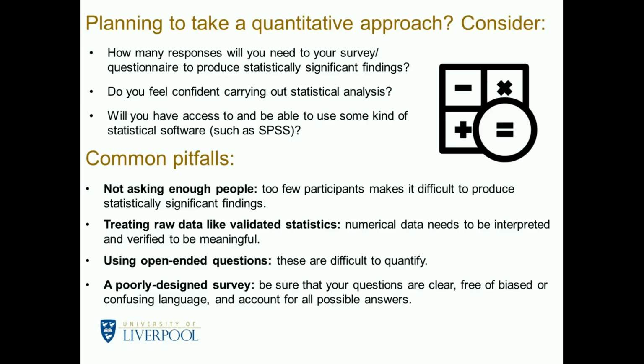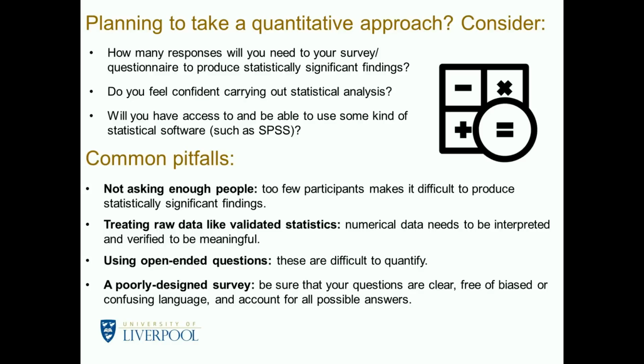But like with the other approach that I was talking about in qualitative, what are the common pitfalls of a quantitative approach? Well, these could include not asking enough people. Too few participants makes it difficult to produce statistically significant findings. Treating raw data like validated statistics, using open-ended questions. A poorly designed survey, of course, will impact our findings too.